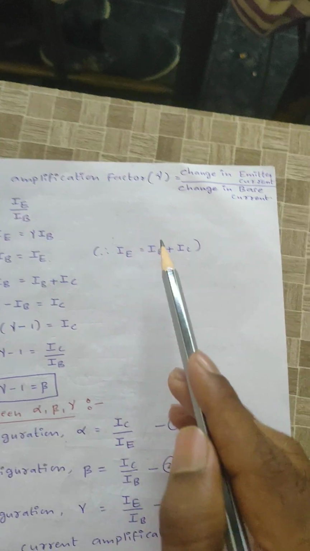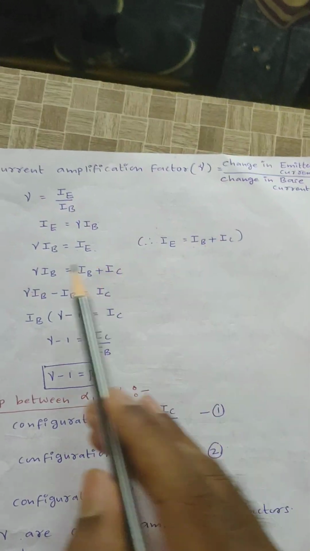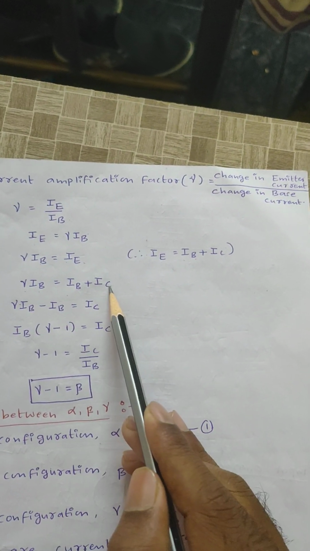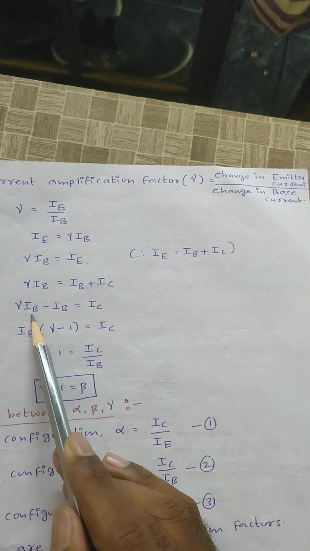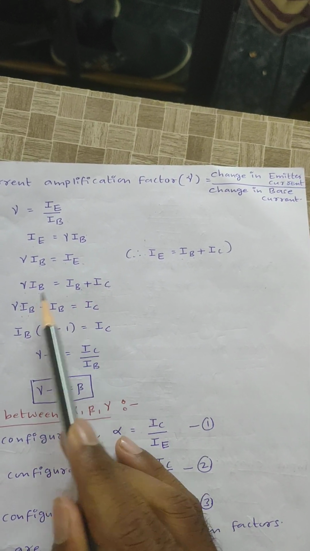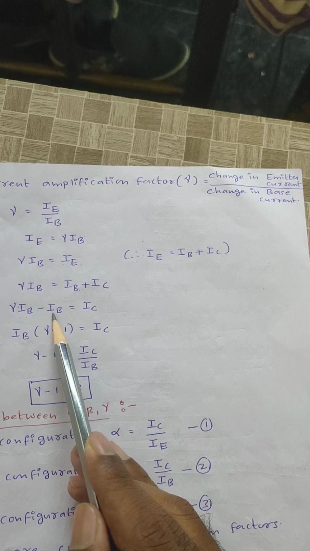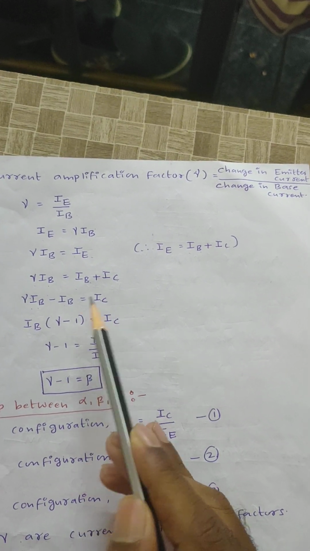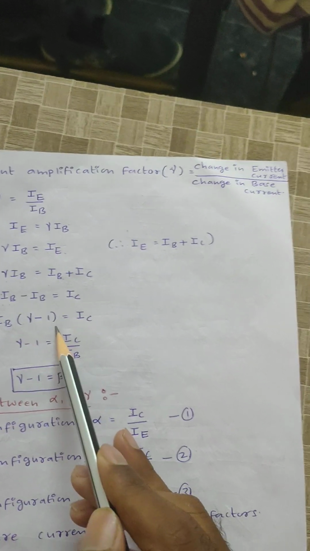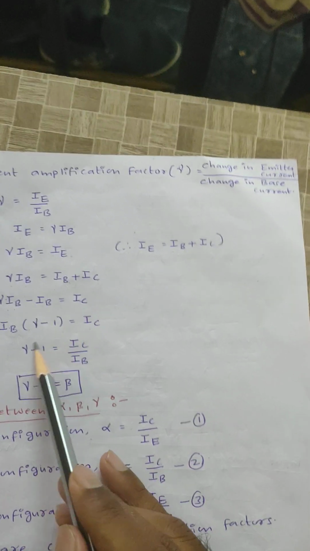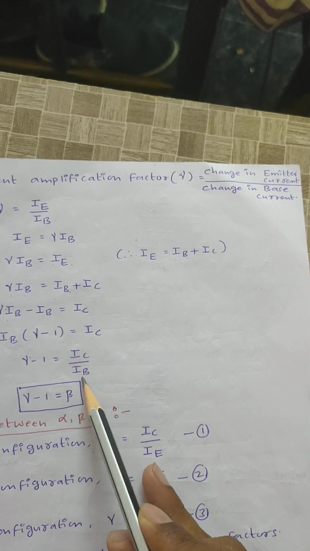Already we know that IE is equal to IB plus IC. Then gamma into IB is equal to IB plus IC. I can take this IB to the LHS, so you will get gamma into IB minus IB is equal to IC. If I take IB as common, you will get gamma minus 1 is equal to IC by IB.